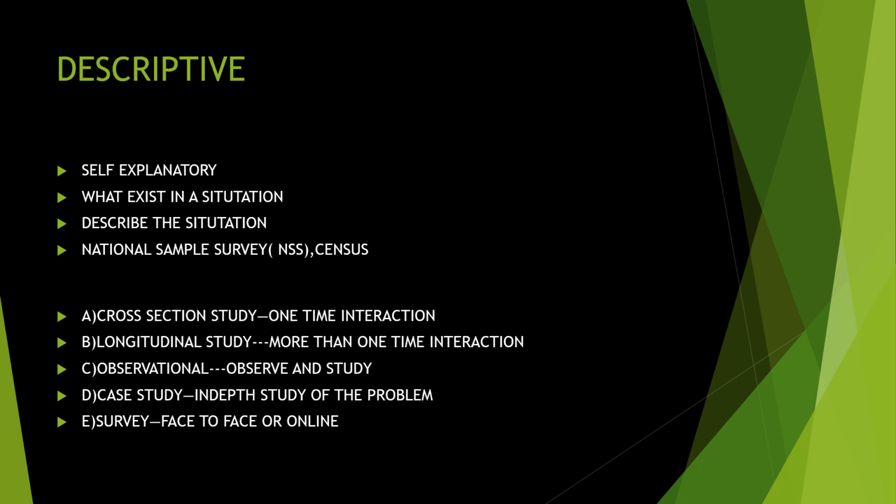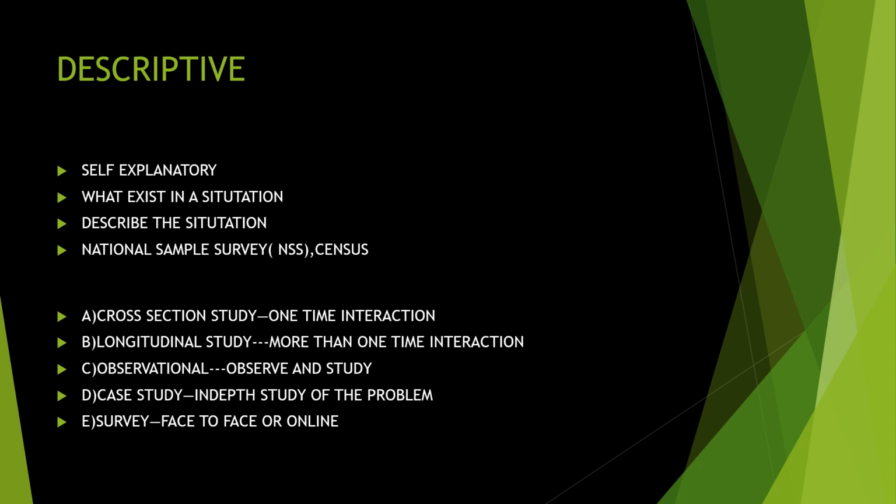It describes what exists in a situation, which I have already mentioned earlier. Describe the situation. An example is the census. You know what a census is. It is counting the number of people: male, female, child. According to age, they count the number of people in your country. That is what we call a census. The census gives full detailed descriptions of each individual in that country. It belongs to the descriptive type of research.